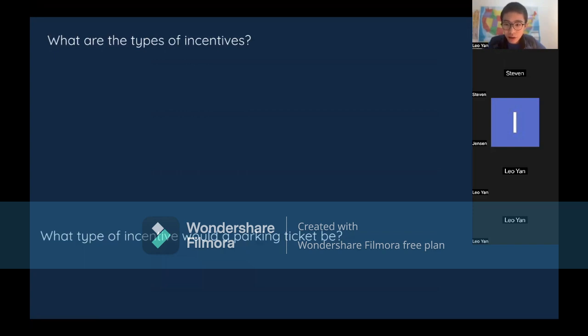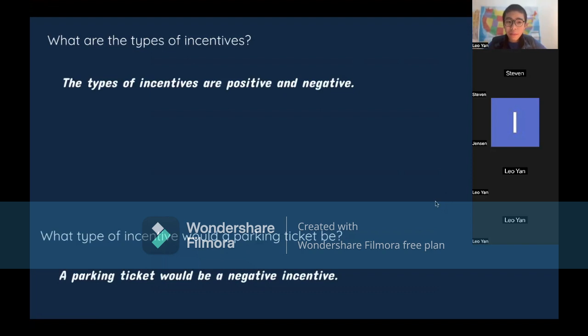What are the types of incentives? What types of incentives are there? What type of incentive would a parking ticket be? A hint, because these questions are kind of open, right? So there are two types of incentives. The types of incentives are positive and negative.